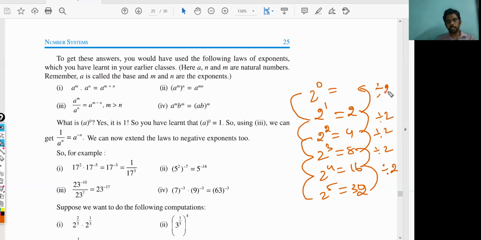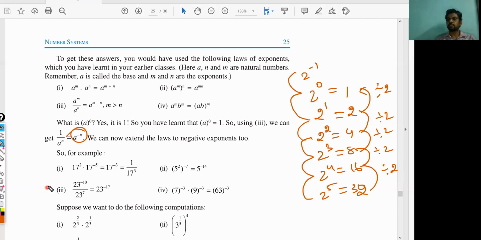So what is 2 divided by 2? 1. Right? So not only for 2, it applies for any other number also. Yes, you can proceed with any other number. Just give it a try with any other number. Right? So what happens if I'm going beyond this? 2 power minus 1, as they have given here.